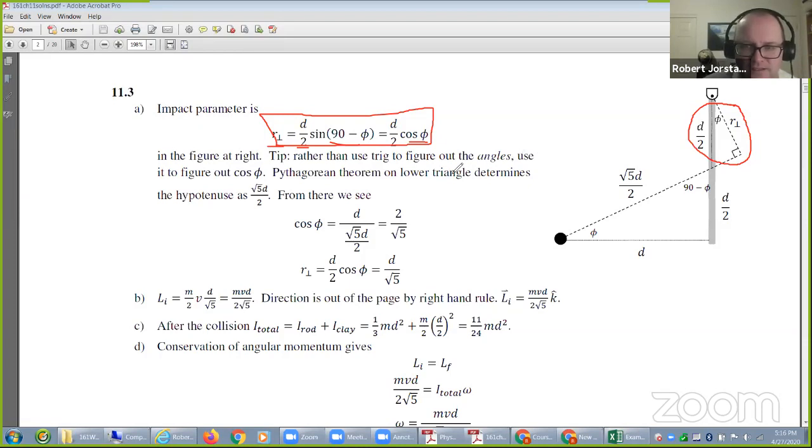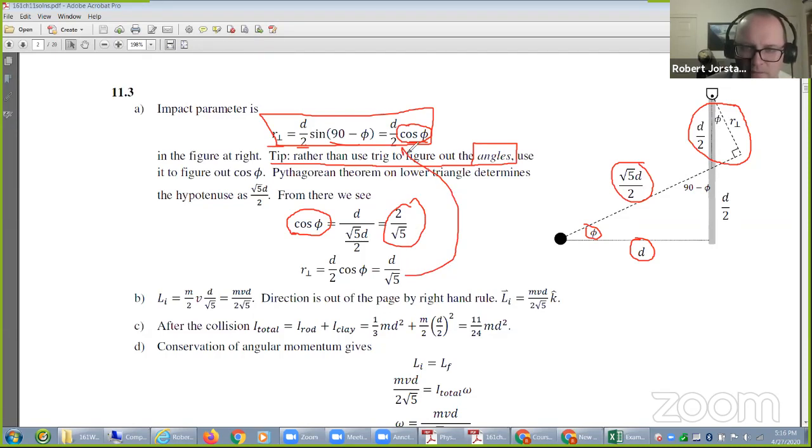Now, this is a good thing, especially if you're a mechanical or a civil engineer. Rather than solving this problem for an angle and getting a decimal number, try and solve for the function that you need. So instead of solving for phi, solve for cosine of phi. So down here in this triangle, if I know this is phi, cosine is going to be d over that junk, right? That just gives me this number. And then I can take this and plug that in up here, and I'm good to go.